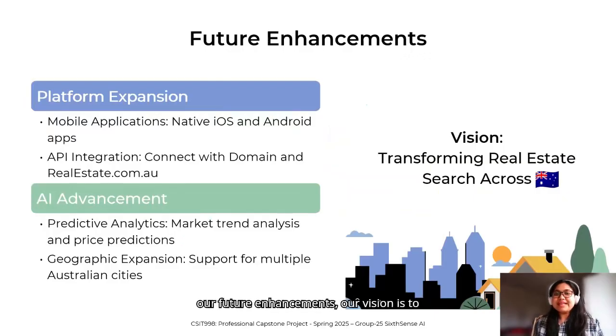For our future enhancements, our vision is to transform the real estate search experience across Australia by advancing our AI capabilities through predictive analytics and geographic expansion. Also, we plan to expand the platform into mobile applications and integrate APIs with existing platforms.